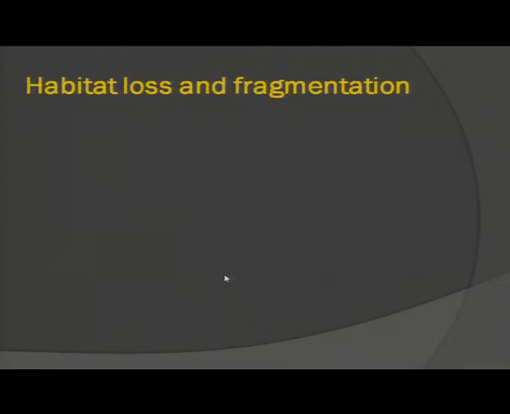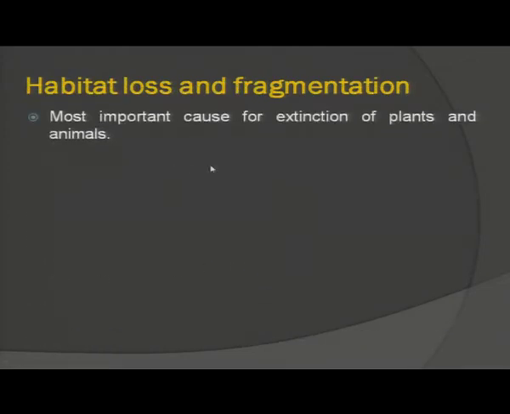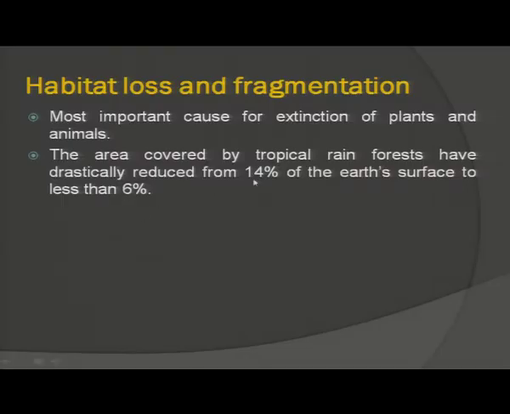Number 1, habitat loss and fragmentation. It is the most important cause for extinction of plants and animals, because the forest, for example, is the habitat of so many species of plants and animals, and if that forest is cut, where will these plants and animals go? Certainly they will die, they will perish. The area covered by tropical rainforest has drastically reduced from 14% of the earth's surface to less than 6%. The tropical rainforests, which are so biodiverse, are also reducing. Earlier it was 14% of the earth's surface, and now we are left with only less than 6% of the forest.